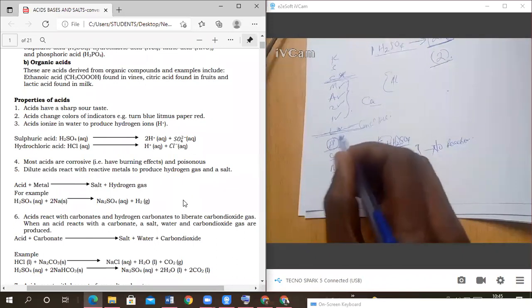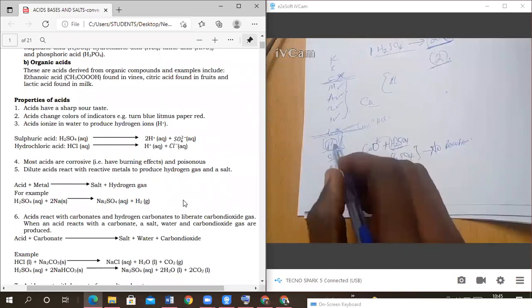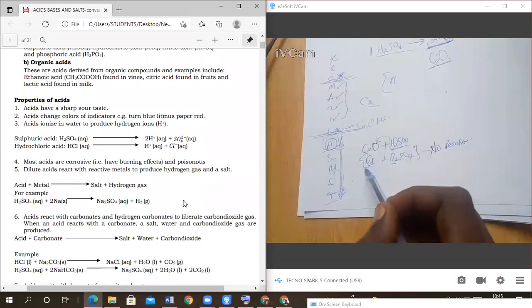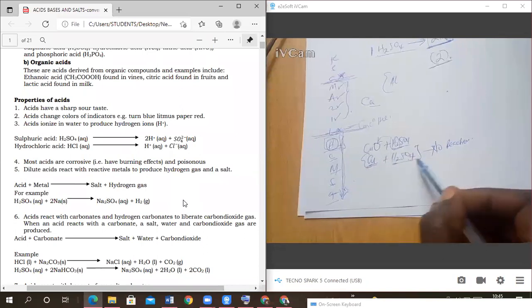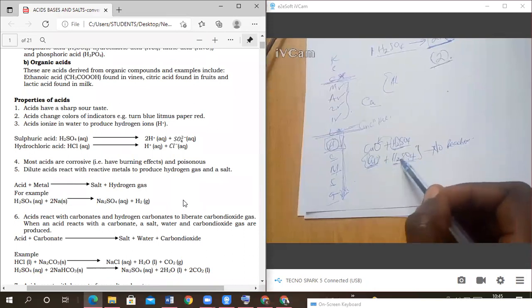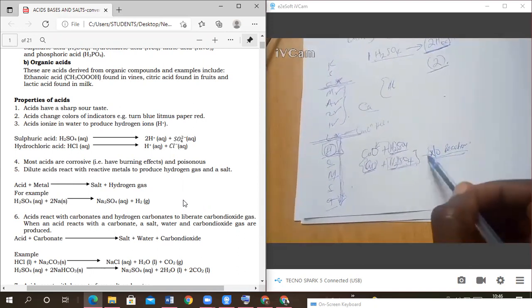But now there are metals below in the reactivity series. You see where hydrogen is? Any metal below hydrogen can never displace hydrogen from any reaction. That's why I gave you an example of copper metal reacting with sulfuric acid. This copper is alone. It is a metal. It can never displace or remove hydrogen and take away the sulfate. So this one ends up with no reaction.